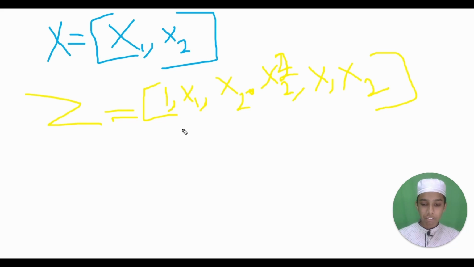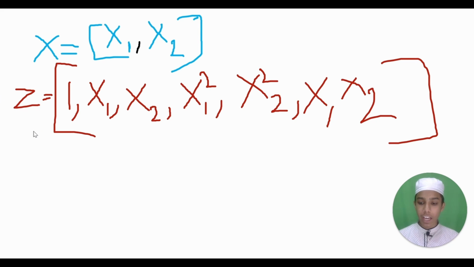We have converted x to z. Now it's confusing for us right now, right? So I'm going to clear all of these things and rewrite it after pausing the video. Now, as you can see on the screen, we have z equals 1, comma, x1, comma, x2, comma, x1 square, comma, x2 square, and then x1 comma x2.